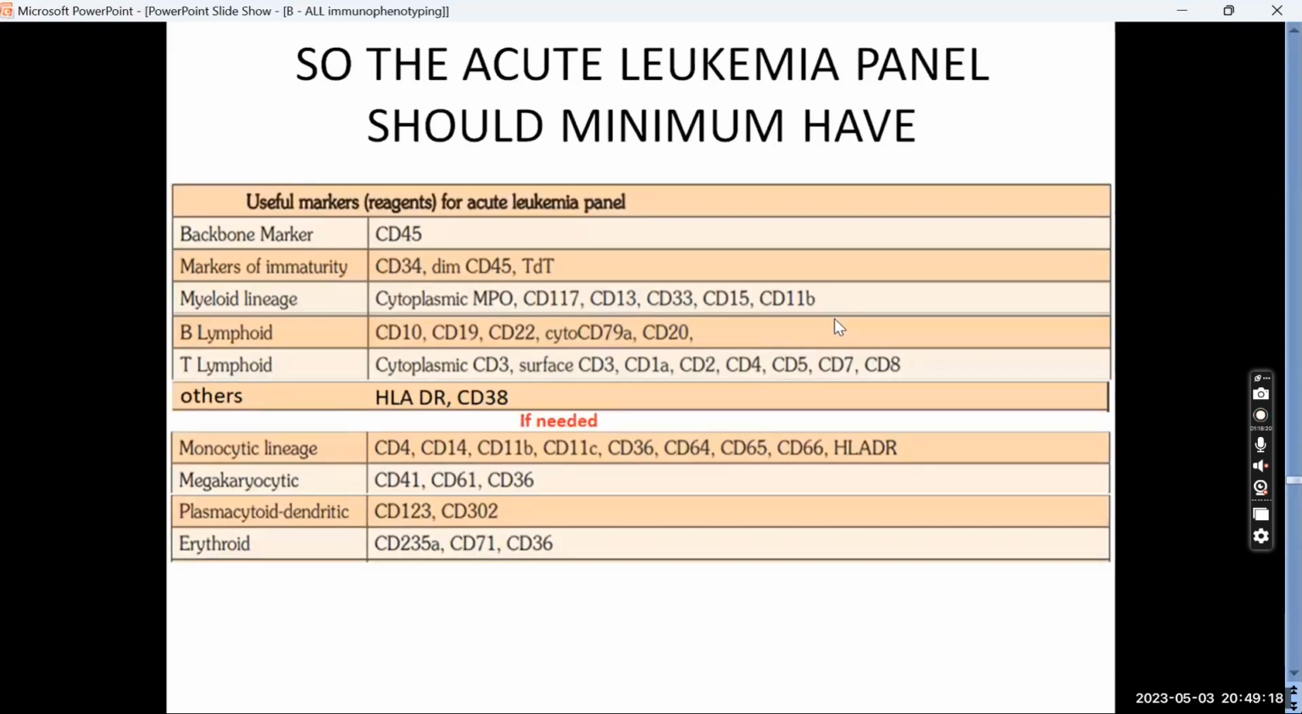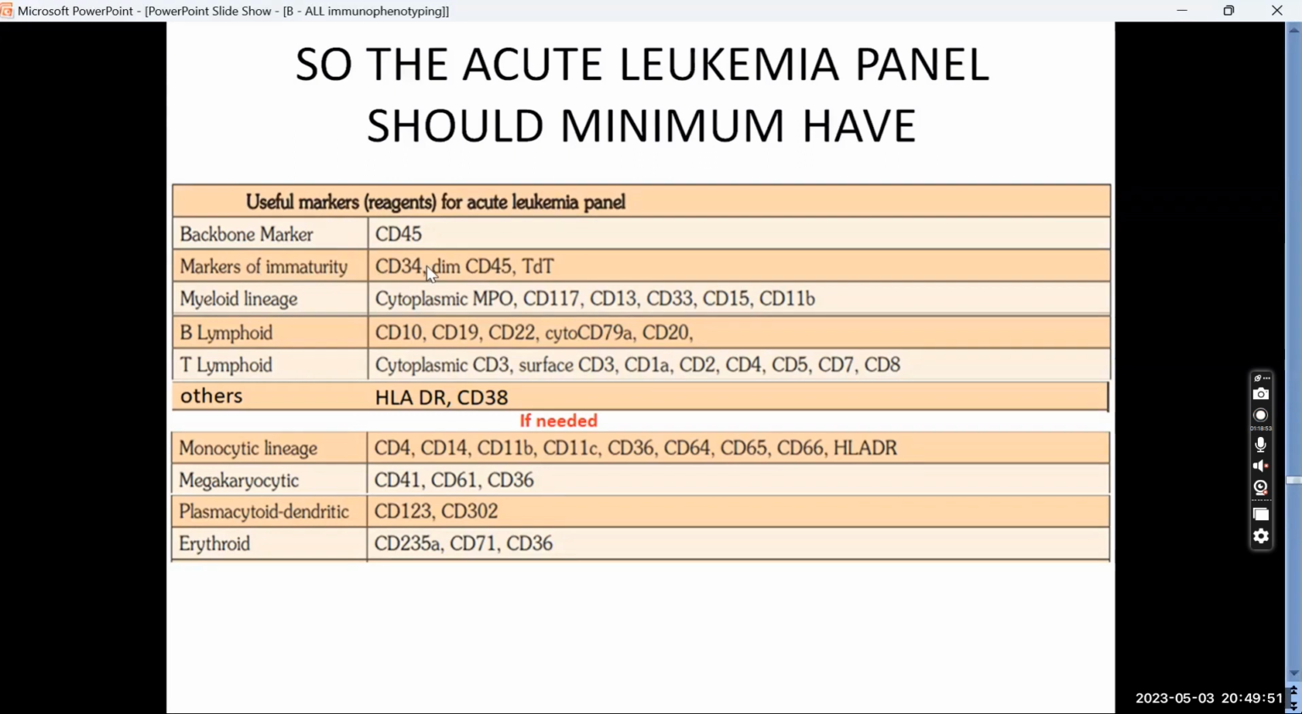So summing up, we should have lineage markers, lineage specific markers, immaturity markers, and MRD markers. This is how your panel should be. A minimum panel for acute leukemia should include all these markers, the six groups. It should have a backbone marker, CD45, which helps you know whether the disease population is CD45 negative or CD45 dim.